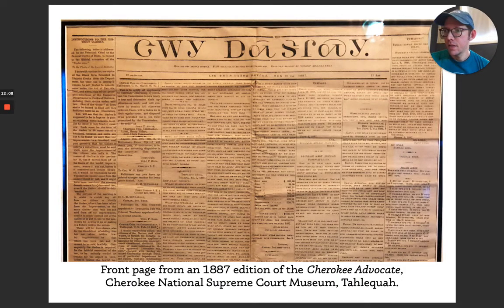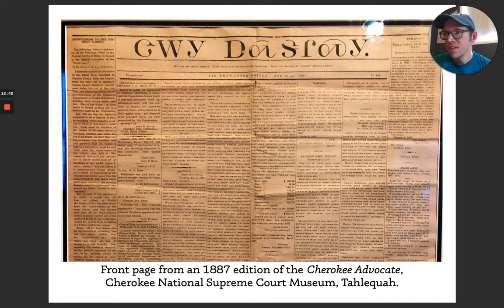Okay. Moving on. The Cherokee Phoenix operated until 1834, when its offices closed because of the Indian Removal Act. After removal, a new press was established, and in 1844, the Cherokee Advocate began publication. And I got to see an actual page of this in the Cherokee National Supreme Court Museum a few weeks ago, which was really cool to see.